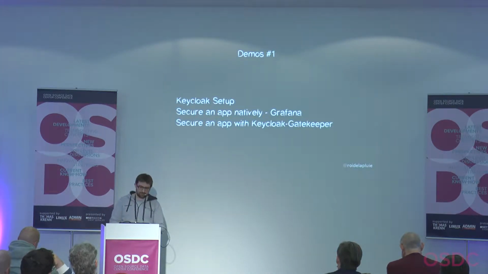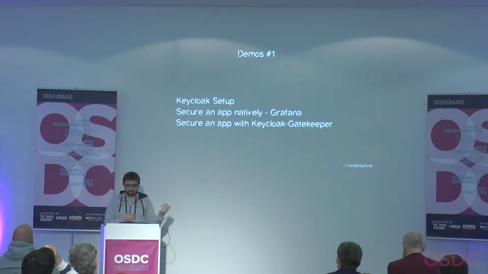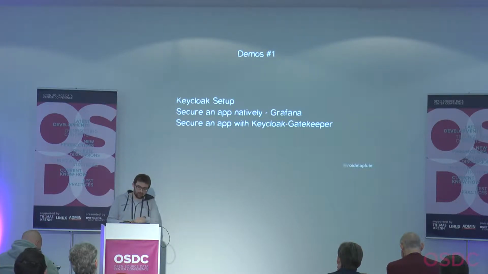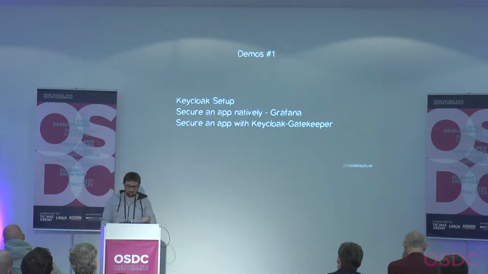So that was the first demo. We have seen how I secure an app natively like Grafana just by setting the correct URLs. Because it is OAuth2 and not OpenID Connect, I need to put all the URLs. If it was OpenID Connect, just the well-known would be enough. And then you have Keycloak Gatekeeper for applications that just know HTTP.